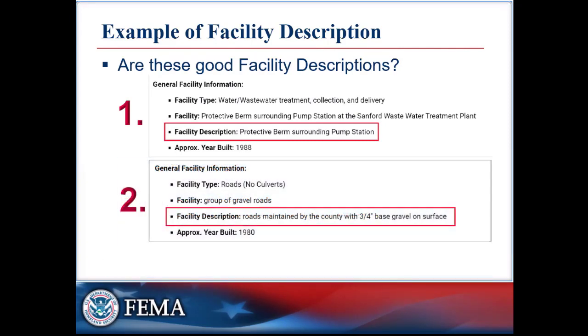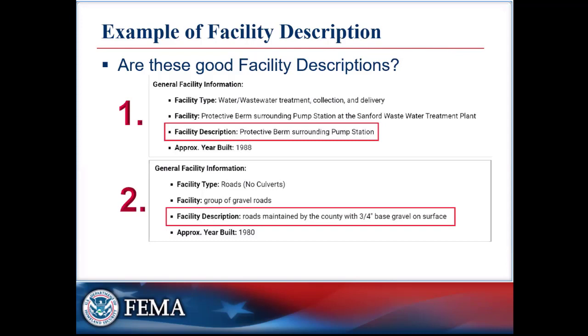So keep that in mind when developing your facility description. In addition, we have our number 2 here, our second example. We have a roadway, no culverts. The facility is a group of gravel roads. So that being said, our facility description is roads maintained by county with 3/4 inch base gravel on surface.